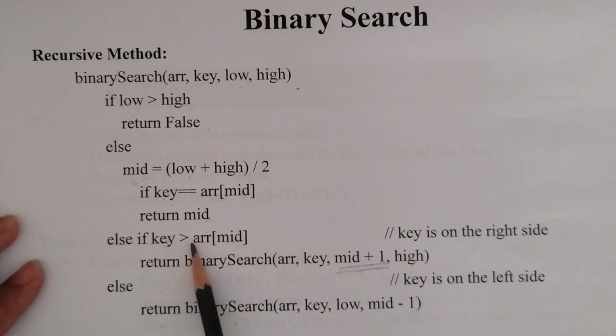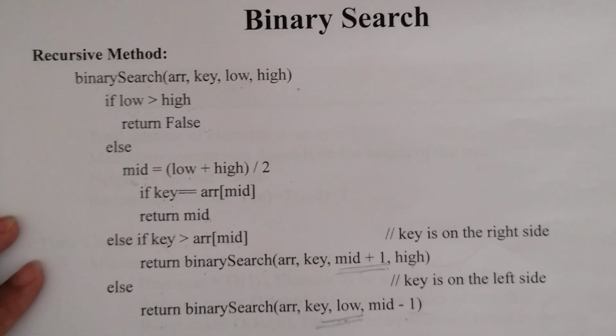High value is the same. And what if key value is less than array of mid? So if key value is less than array of mid, you are not going to change the low value, which is kept as it is. Whereas coming to high value, you have changed the high value to mid minus 1. So this is how a recursive method works.